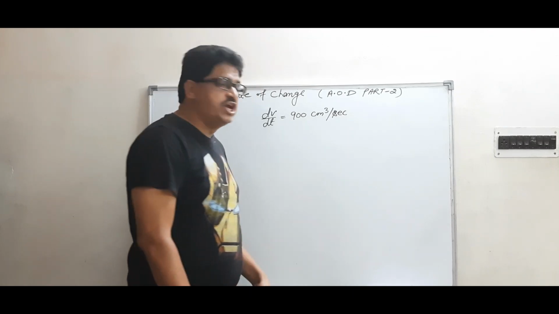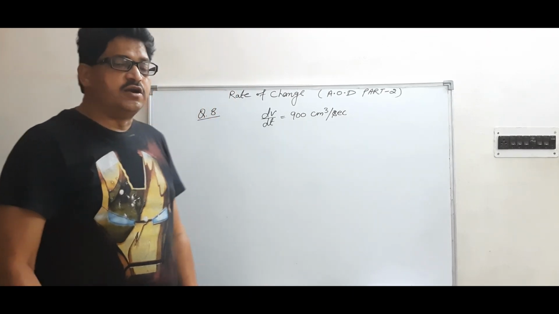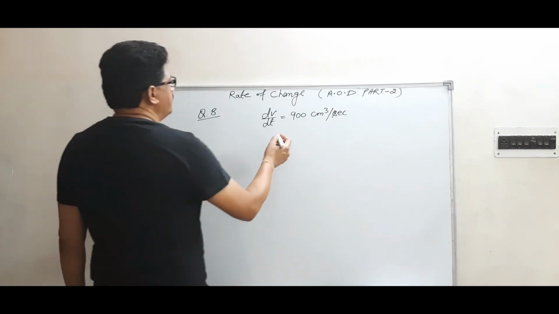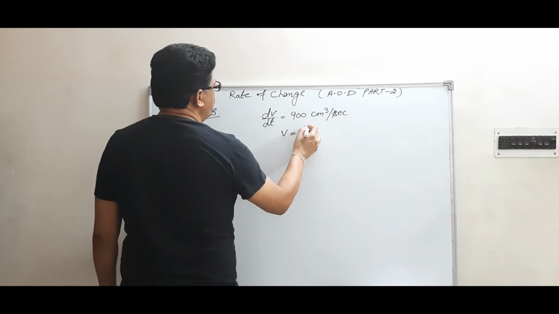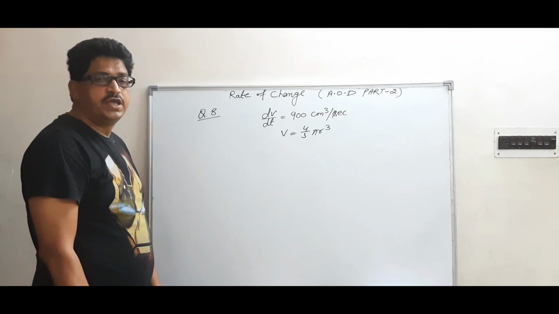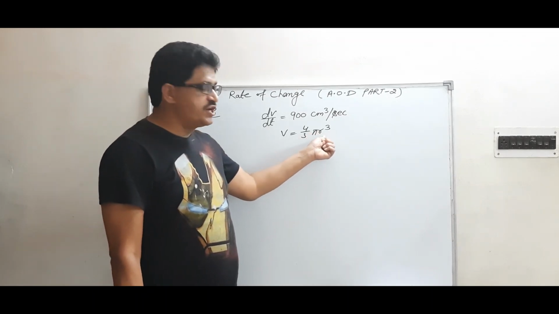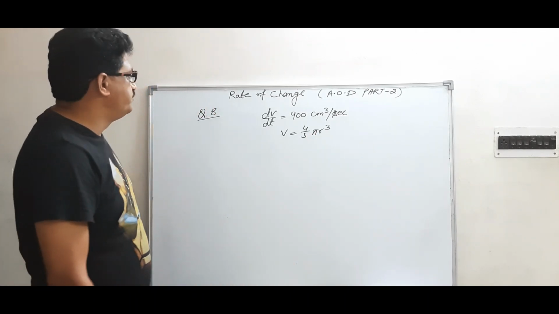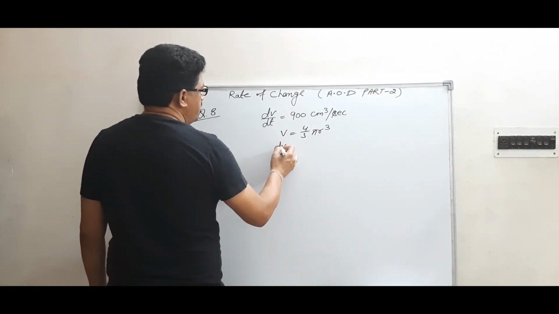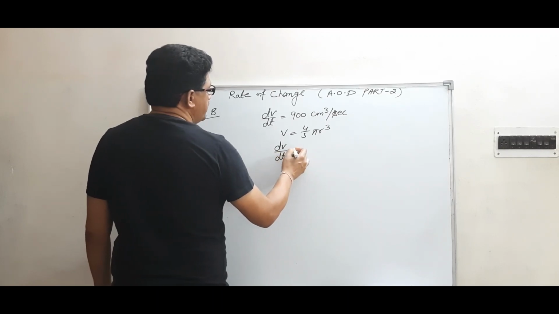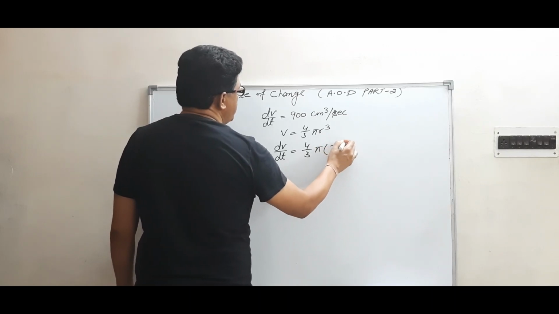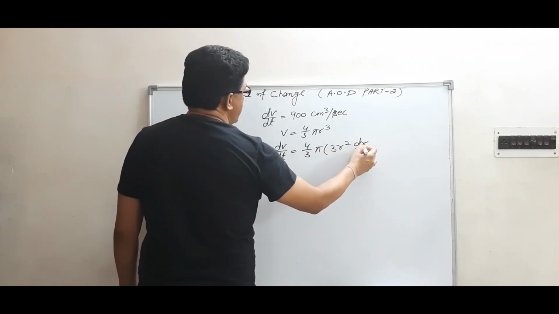We have to find out change in the radius, and balloon is given spherical. We know that volume of sphere is 4 upon 3 pi r cube. We have to find change in radius with respect to time. So here we differentiate with respect to time. dV upon dt is 4 upon 3 pi into 3r square dr upon dt.